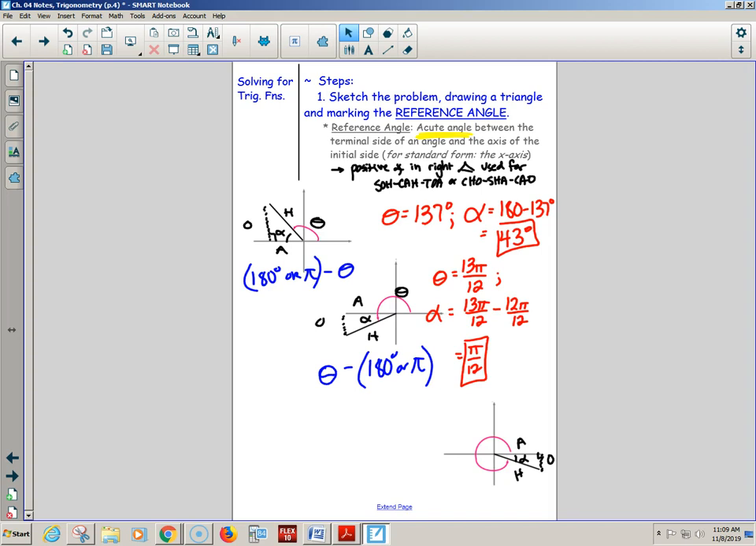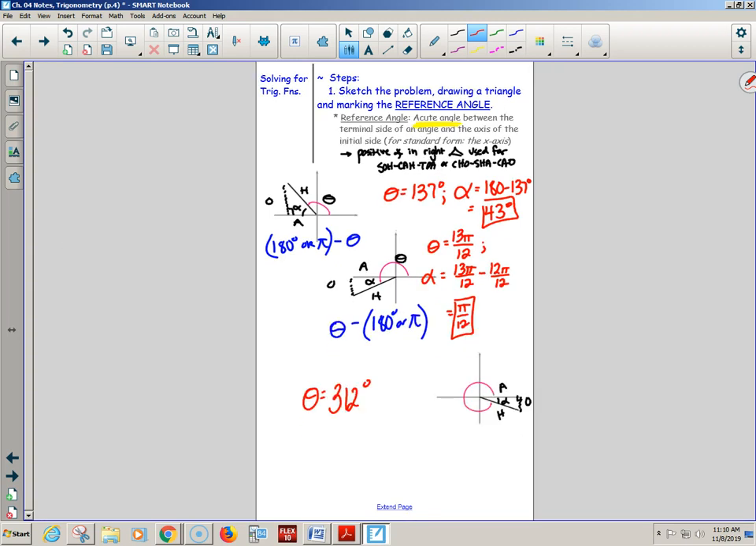But let's go back to degrees because they're a little bit easier for us to visualize. What if I was to give you something like 312 degrees? Not 90, not 180, not 270. Okay, somewhere before 360. How do I figure that guy out? Geometrically. How do I figure that guy out?